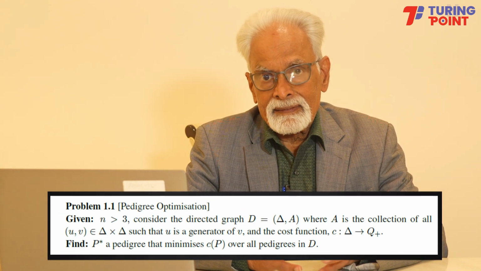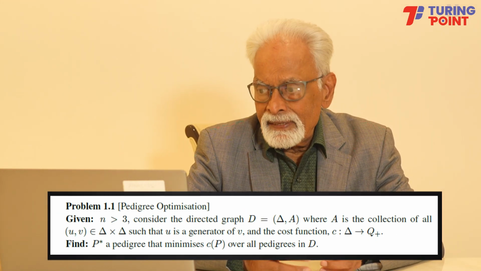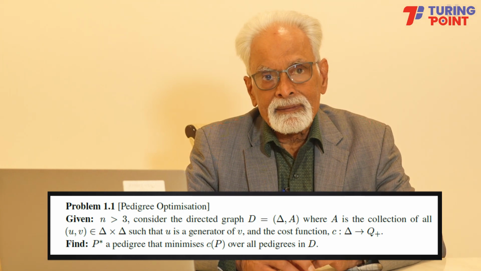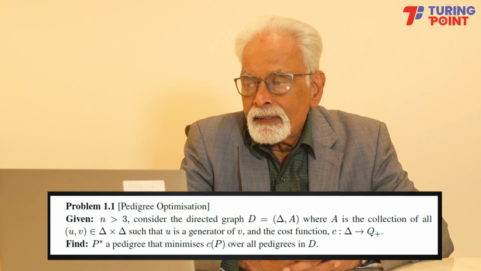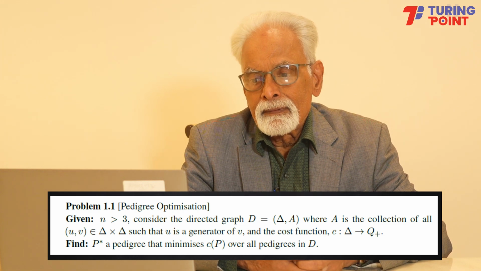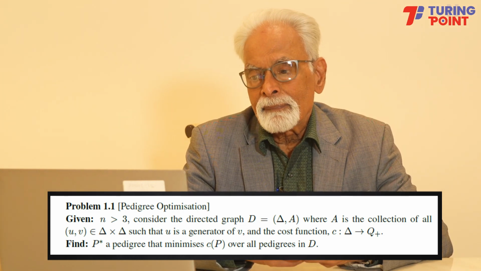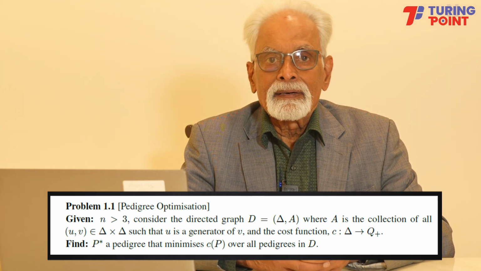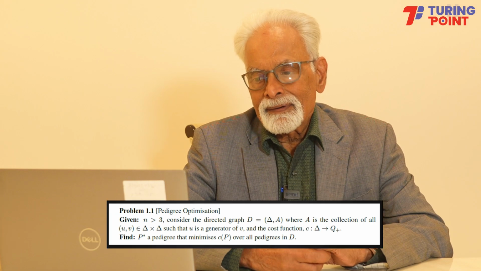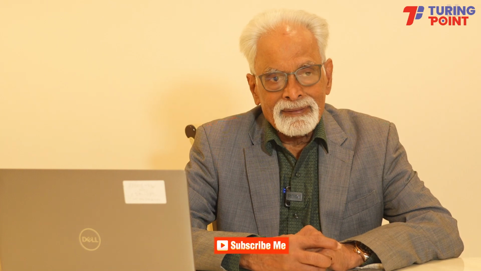Now, once this cost function is defined like this for any subset, we can define the pedigree optimization problem. Consider the directed graph D, delta A, as defined earlier, where A is the collection of UV such that U is the generator of V. And C is given as above. Our job is to find P star, a pedigree that minimizes C of P over all pedigrees in D. So that's the definition of this pedigree optimization problem.